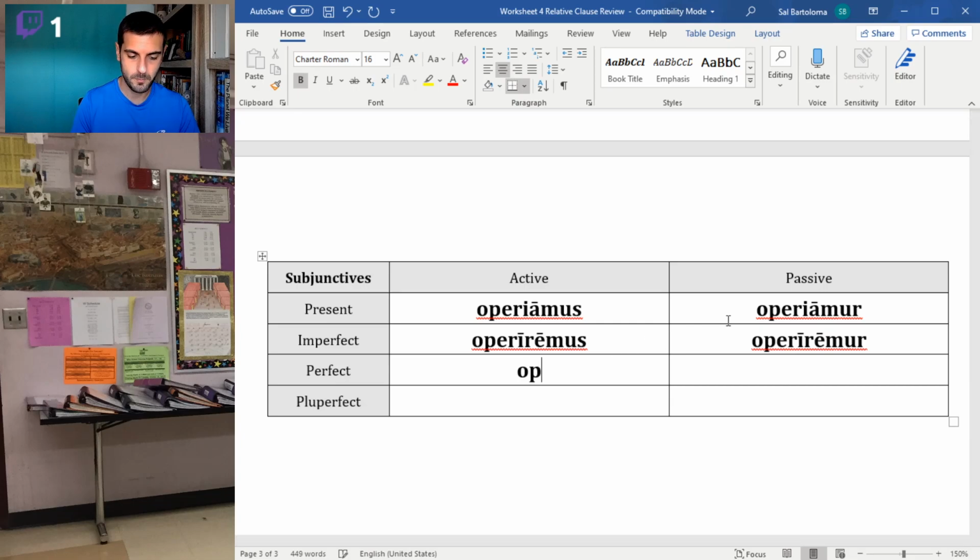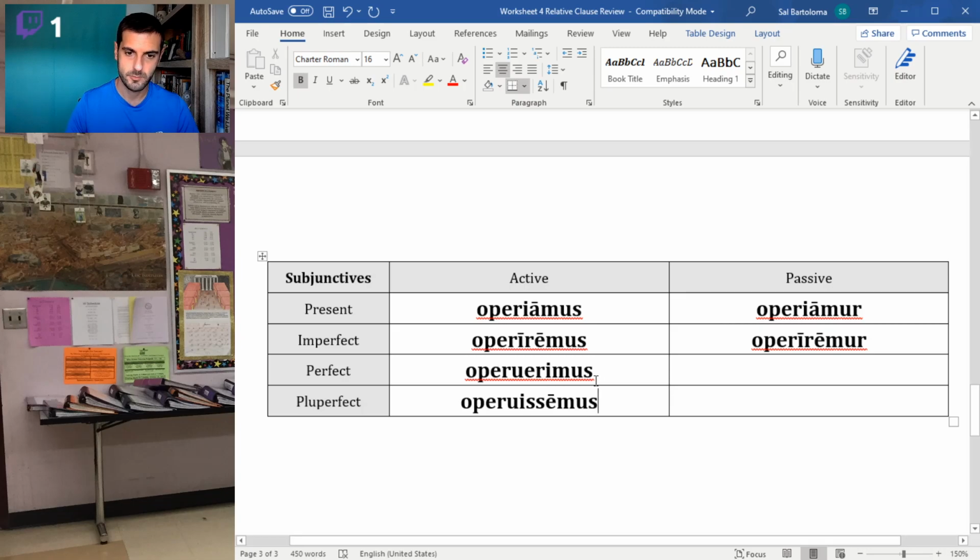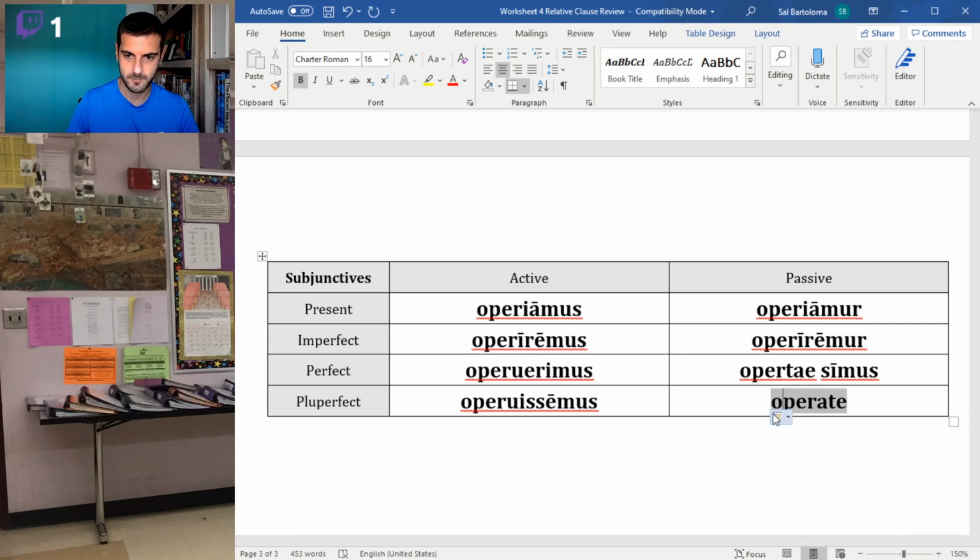Perfect active. Operuerimus. And pluperfect, operuissemus. So this one kind of looks like future perfect. And this one is your infinitive, operuisse plus mus. And then over here, opertae, which is going to autocorrect on me. We use our subjunctive forms of sum, so simus, which I think technically is sumus. And opertae, yep. Essemus.